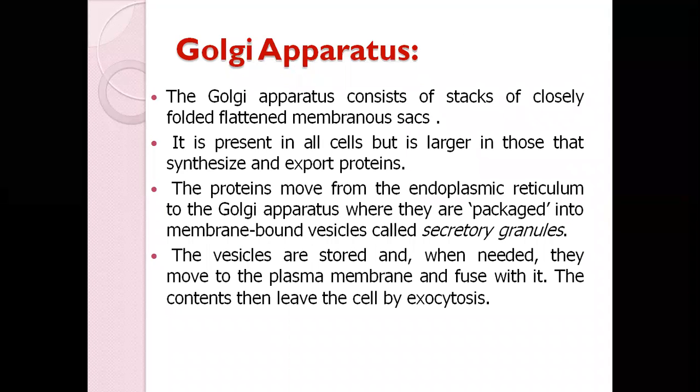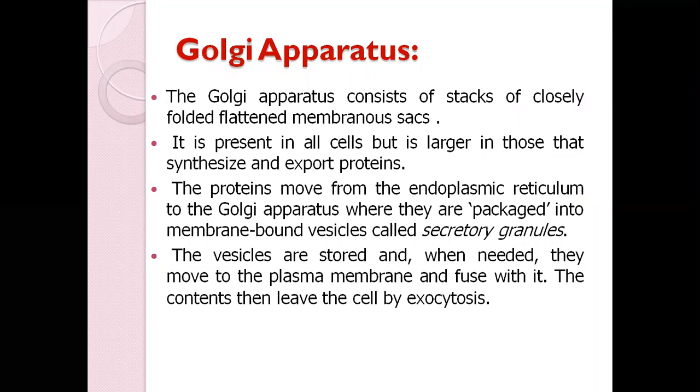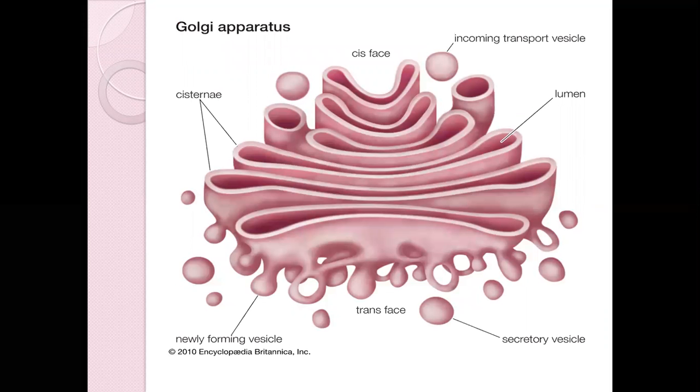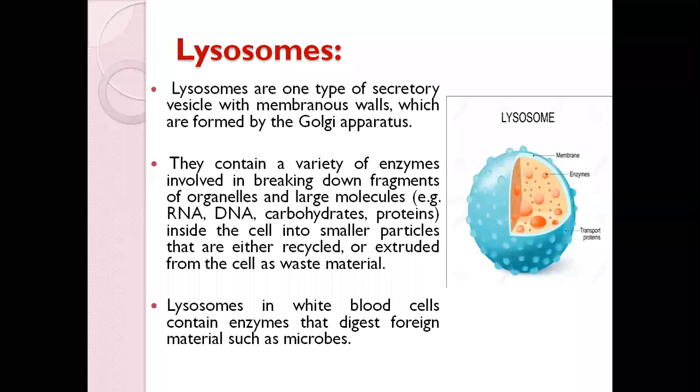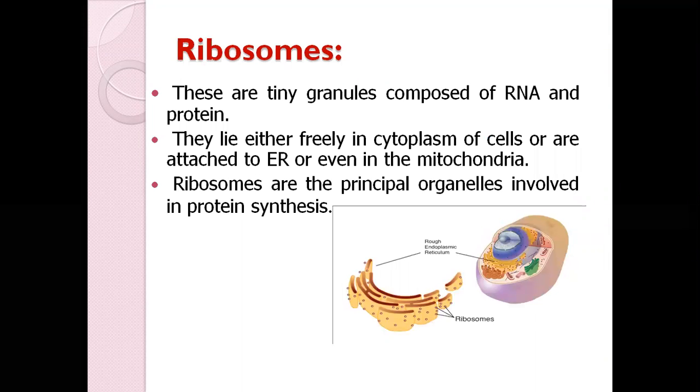And we have seen the Golgi apparatus, where the main function is that it usually helps in the exporting of all the proteins by forming secretory vesicles. And again, from the secretory vesicles of the Golgi apparatus, what do we get? We get the lysosomes. The main function of these lysosomes is that they help in breaking down any fragments of organelles, as well as killing any type of foreign materials entering our body. And on ribosomes, the main function is that they mainly participate in protein synthesis.